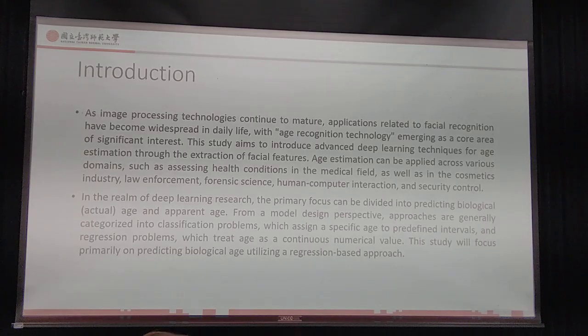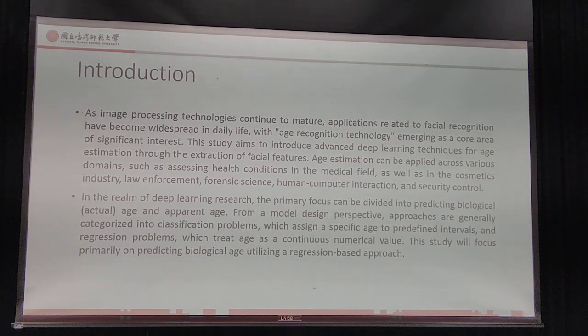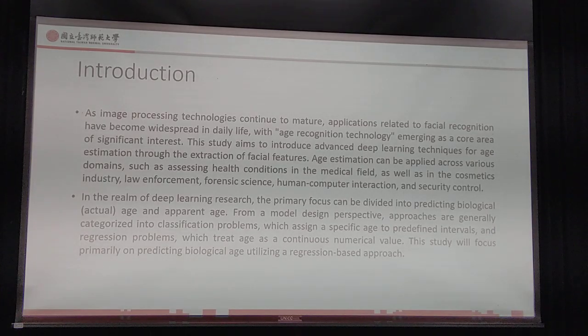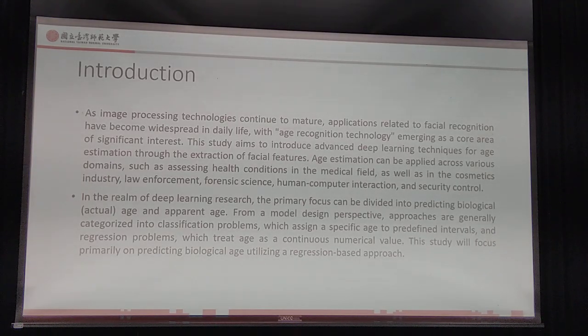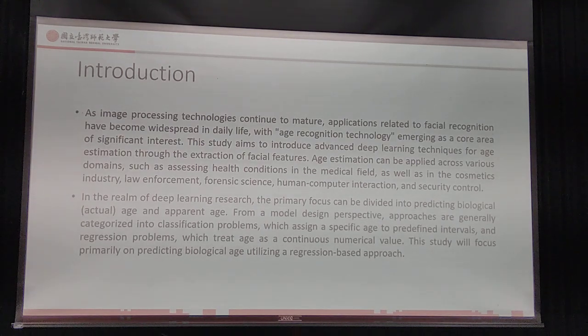Age estimation can be applied across various domains, such as assessing health conditions in the medical field, as well as in the domestic industry, law enforcement, forensic science, human-computer interaction, and security control.